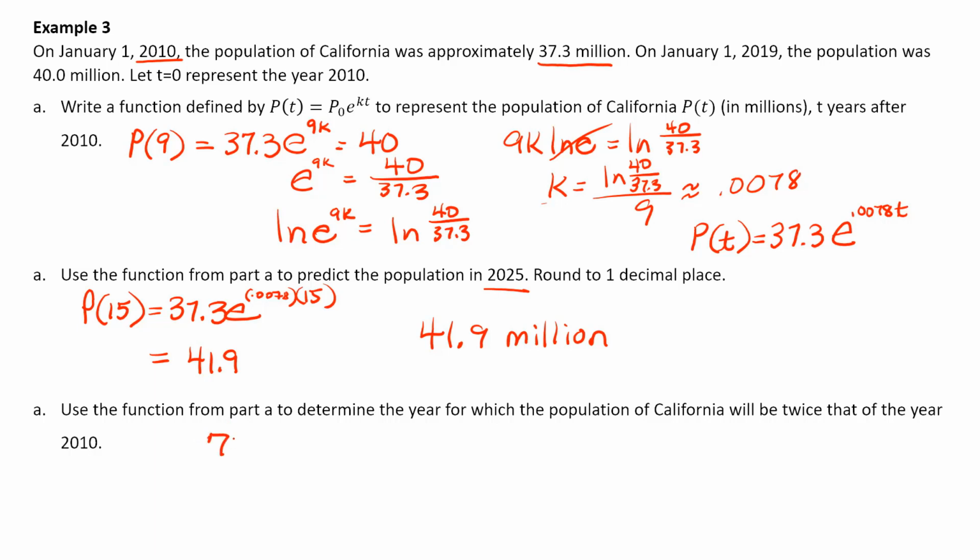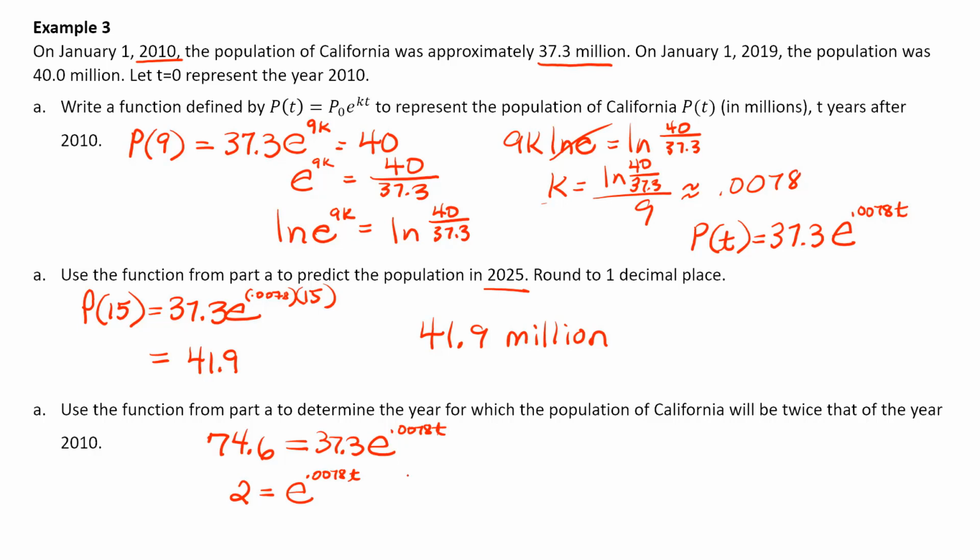In this particular problem, we're looking to figure out how many years it will take for this to happen, so we're looking for t. So 74.6, that's twice the amount, is going to equal 37.3, that's still P sub 0, e to the 0.0078 t. We divide both sides by 37.3, which gives us 2, because 74.6 is twice that. So 2 equals e to the 0.0078 t.